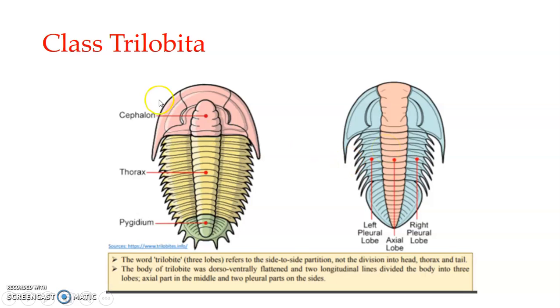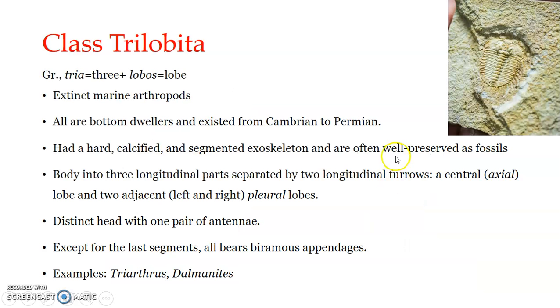Actually, it is not because of the cephalon, thorax, and pygidium division, but because of this longitudinal division that the name Trilobita has come. And you can see here a fossil which is available, and you can see the impressions made by the body. It is very typical. The longitudinal segmentation is very clear here.